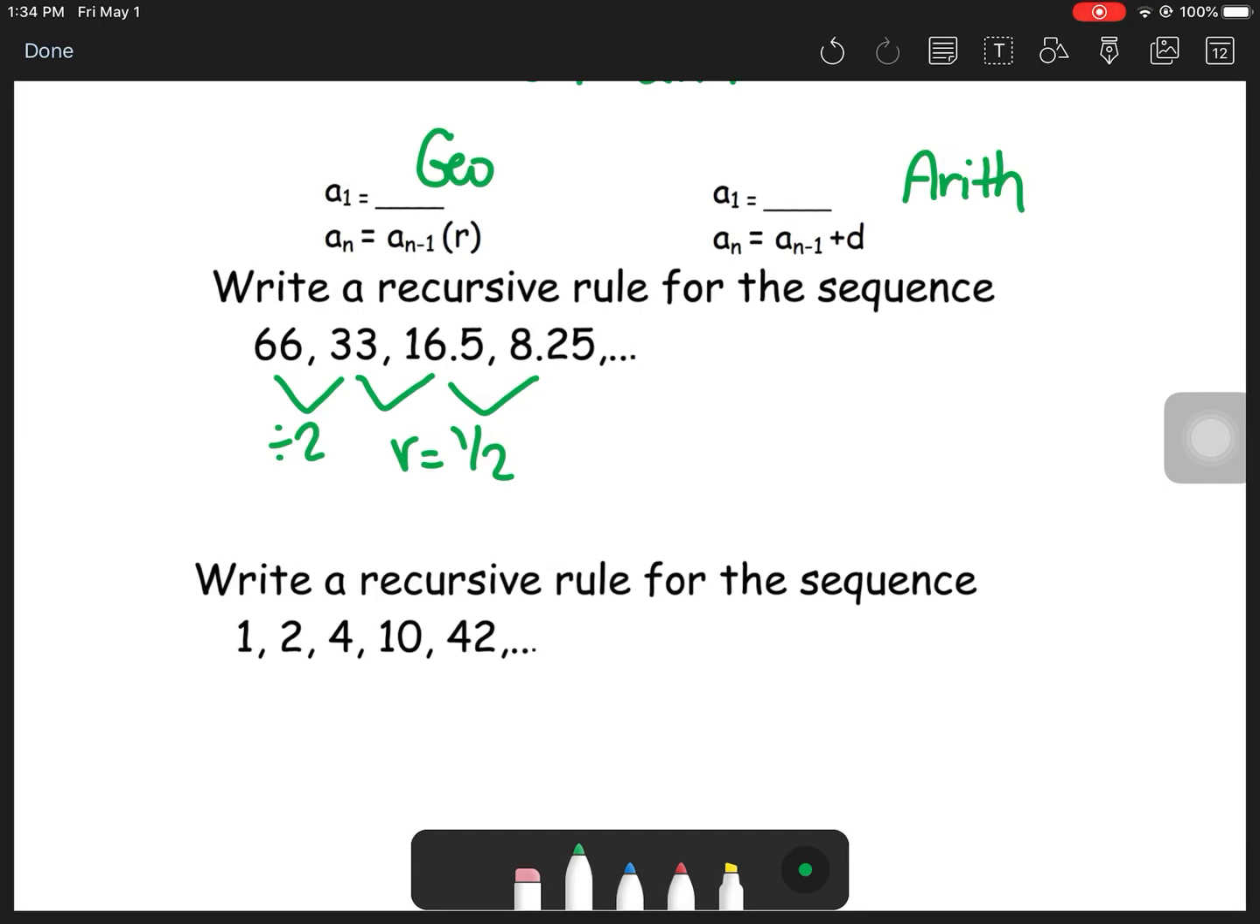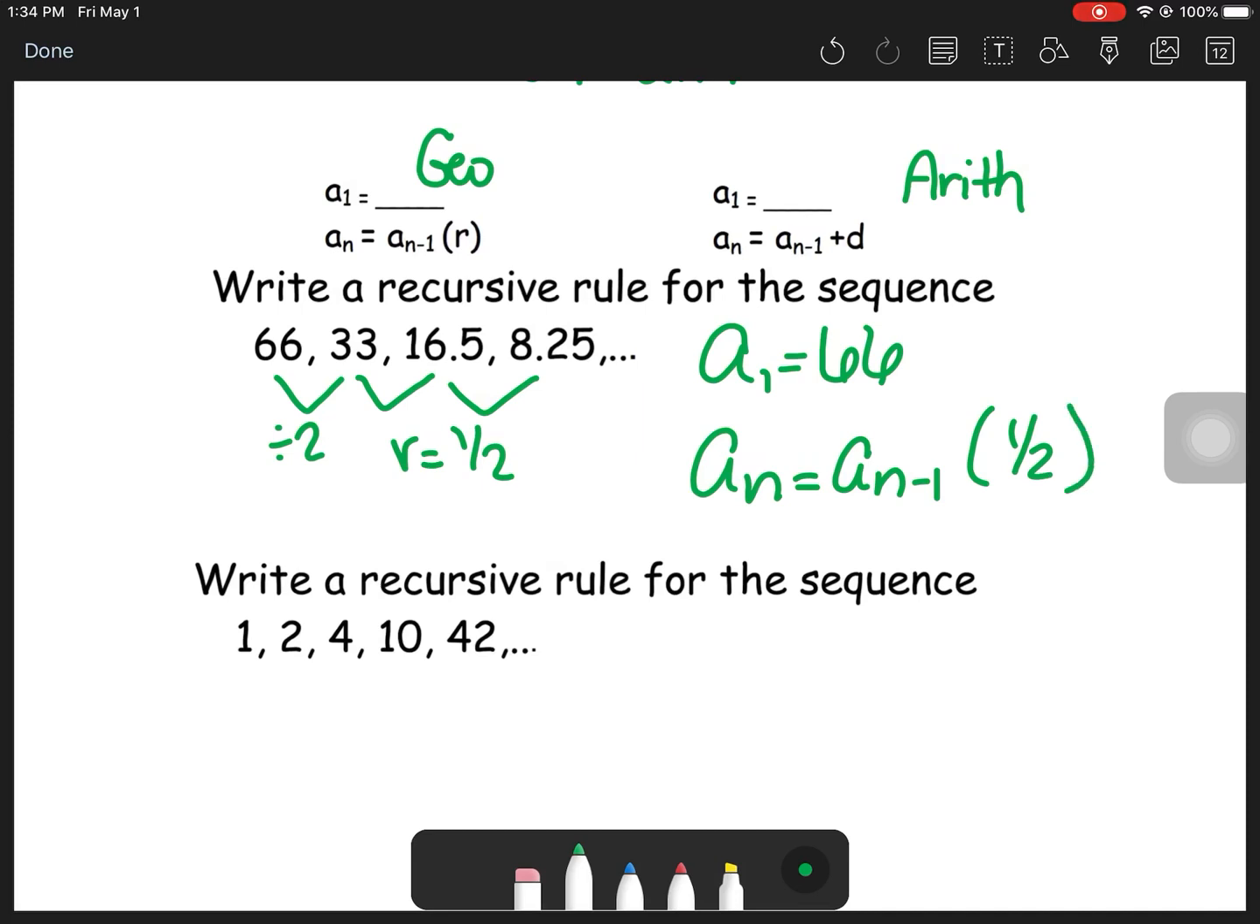I'm going to start with my first term. It's required. You have to write it. Then we have a sub n equals a sub n minus 1, which stands for the previous term, times the rate. Okay. Next one, looks like I'm adding 1, adding 2. Oh, no, so I must be multiplying by 2. So my rate is 2.